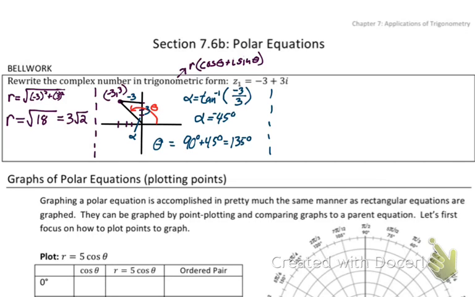That means my value, or my trig function of this, is going to be the r, which is 3 square root of 2 times cosine of whatever my theta was. Now it's 135 degrees. Plus i times the sine of that theta, which is 135 degrees.